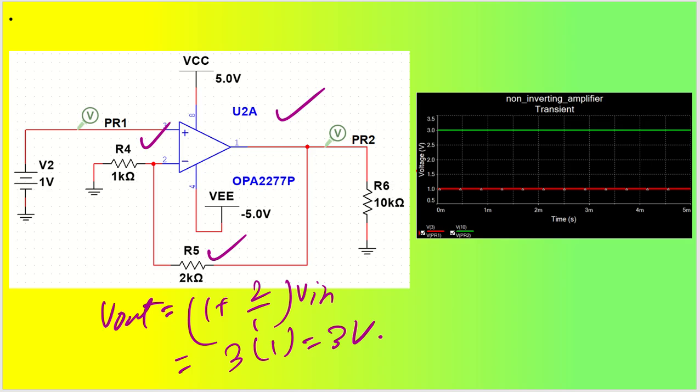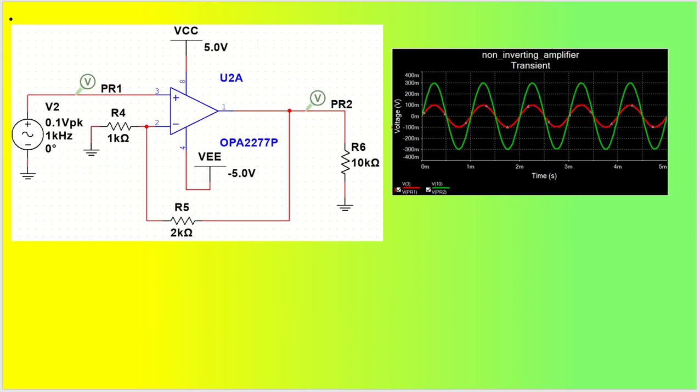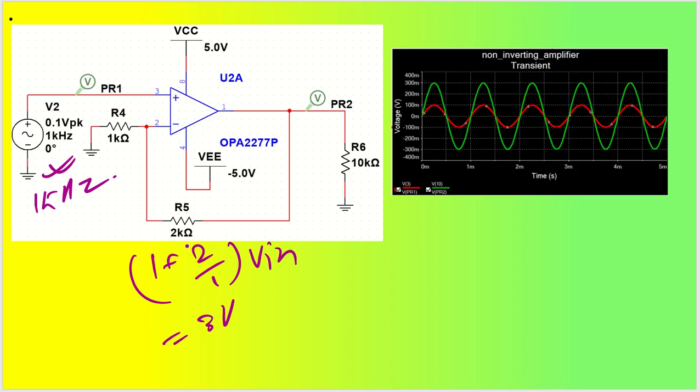Similar to that, let us say we take some AC signal, which is going to be 1 kilohertz frequency and 0.1 volt peak. This particular input voltage will be amplified 3 times, because here also 2 by 1, that is 2 plus 1, 3. So gain is here also 3. Understood? So gain is 3. It means the output will be 3 V in.